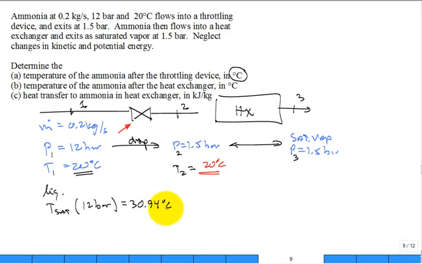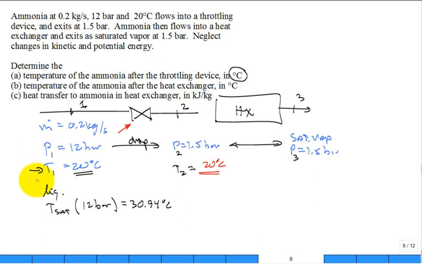30.94 degrees C. So that's the saturation temperature. The actual temperature is 20 degrees C. It's colder than the saturation temperature. So state 1 is subcooled liquid. It's in the liquid state.